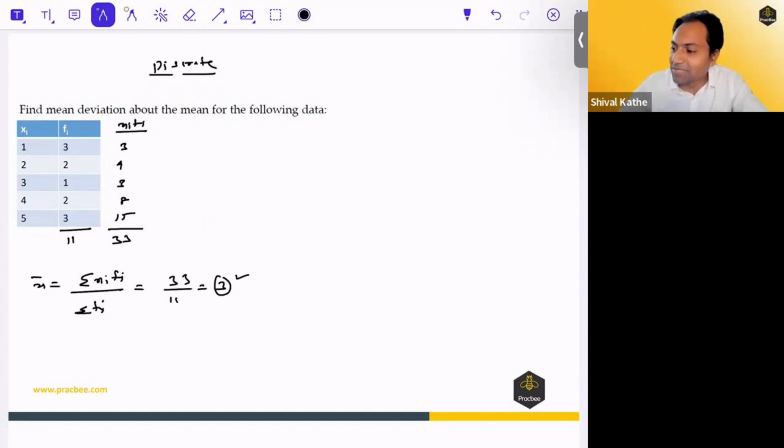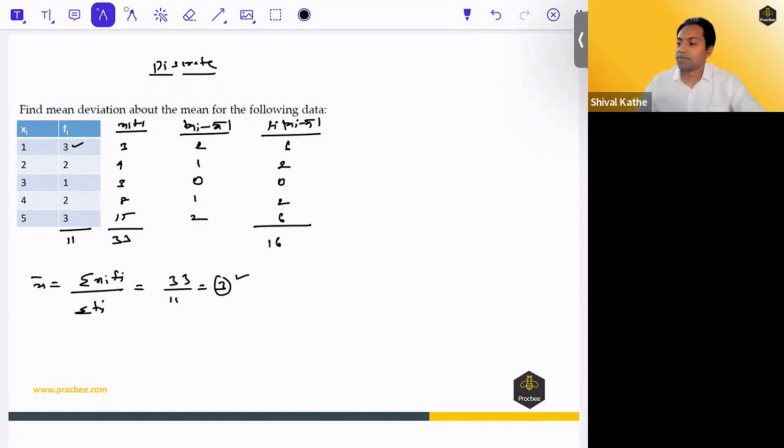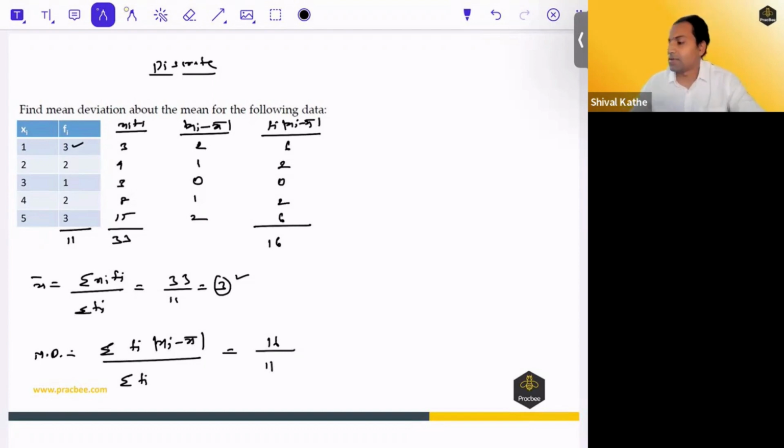And now what I will do is basically I am going to find |xi minus x bar|. जैसे मैं करूँगा, again I get 2, 1, 0, 1, 2. ये आ गया. लेकिन अब this 2 is happening 3 times. So I will also have to multiply its frequency with it. So if you multiply the frequency, it becomes 6, 2, 0, 2, 6. And if you add, this becomes 16. So what is the value of mean deviation? Mean deviation is nothing but summation of fi into |xi minus x bar| divided by summation of fi. So this becomes 16 divided by 11. So 16 by 11 is your answer.